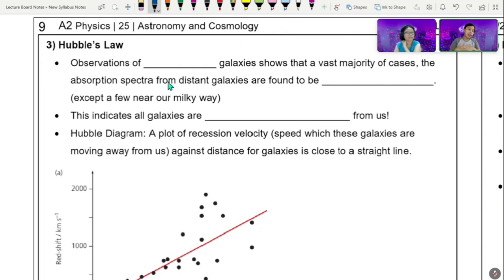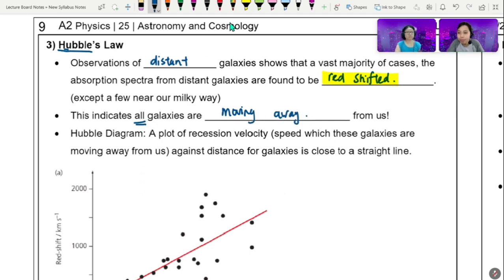So there's this guy, Mr. Hubble, who decided, okay, let's put together this evidence and create this thing called Hubble's law. The first fact that he pointed out is that observations of distant galaxies, especially those far away, show that for the vast majority of cases, the absorption spectra from distant galaxies are found to be redshifted. Most of it. Except for a few near our Milky Way, of course, but redshift means they're moving away at a certain speed. So this indicates that galaxies are moving away from us.